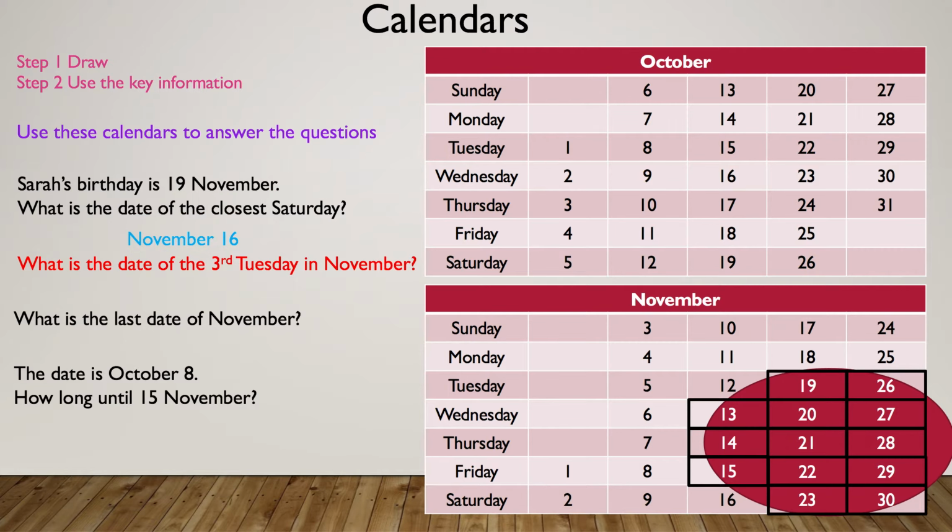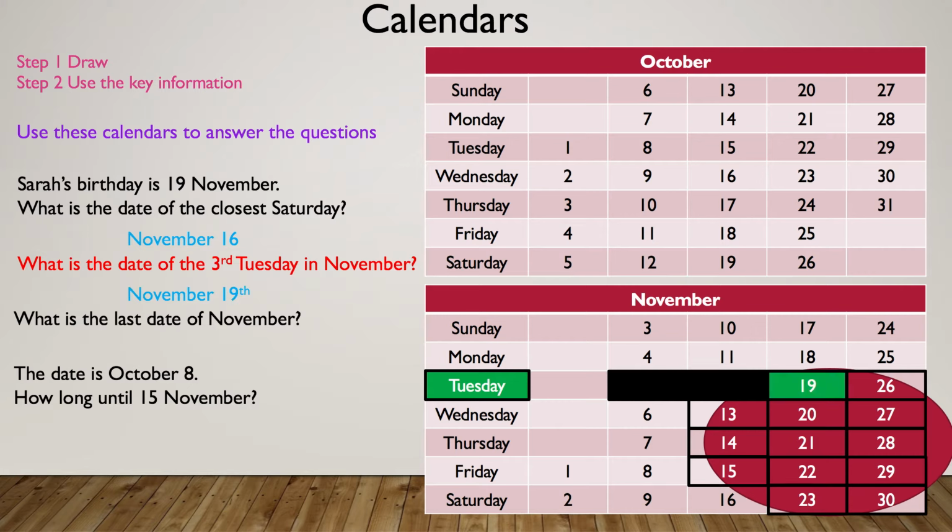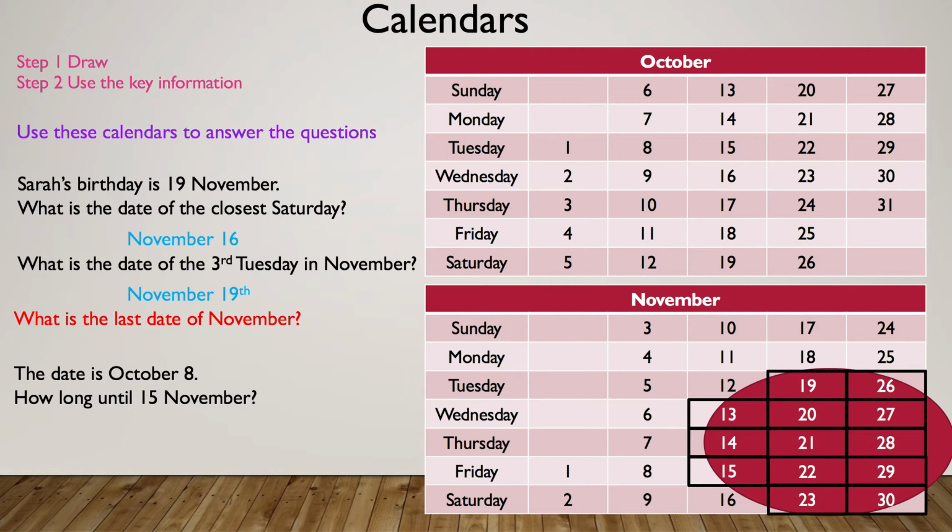Let's take a look at what is the date of the third Tuesday in November. Let's highlight Tuesday, and let's get counting. 5 is 1, 12 is 2, and the 19th is the third Tuesday. So we finished that one. Now we can move on to the next one. What is the last date of November? In this particular case, we can just take a look. There's no 31st, there's only 30, so that is the last date of November.